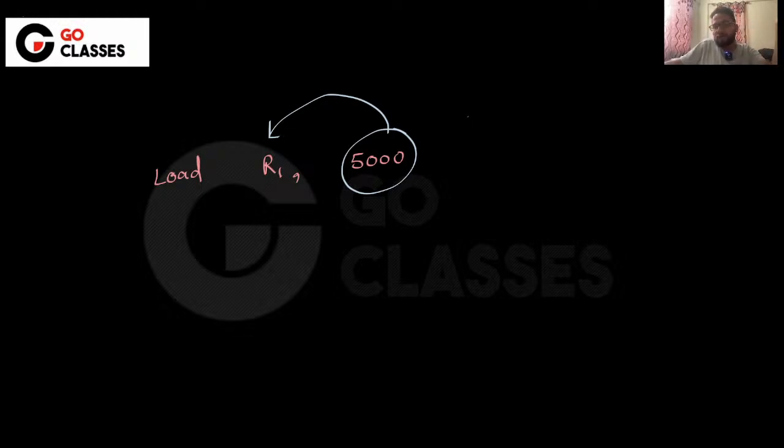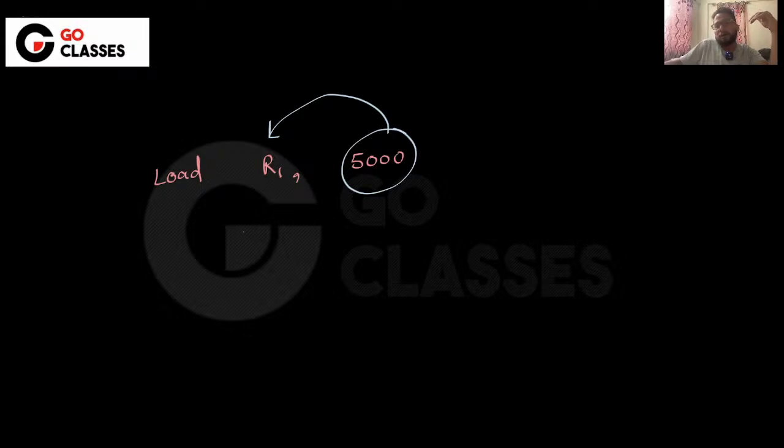But let's suppose the compiler is going to say load R1 comma, that is some memory location, let's suppose 5000, right? Then what does this mean? The compiler is saying that from this 5000 memory location, load to R1. This is what the compiler is saying. But can the compiler know that it should be loading from 5000?